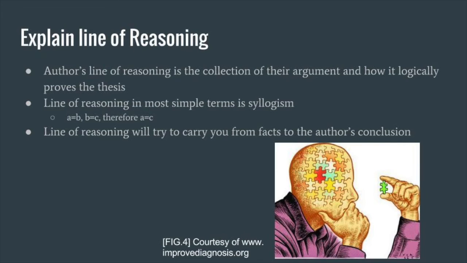Fourth term is explain line of reasoning, and a line of reasoning is basically the author's argument and how it logically goes together to prove the thesis. Hey, those are both things we talked about already. So, line of reasoning in its simplest form is going to be syllogism. We learned that in geometry. Or we should have learned that in geometry. So what syllogism is A equals B and B equals C, therefore A equals C.